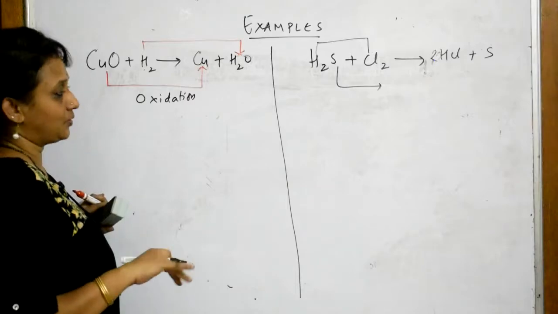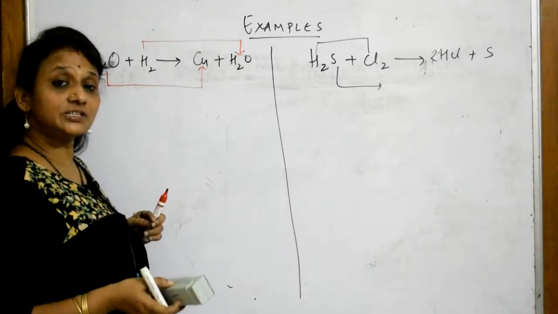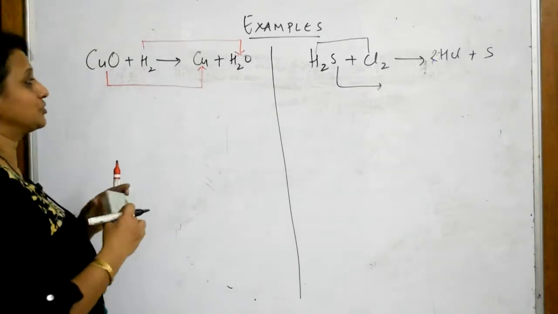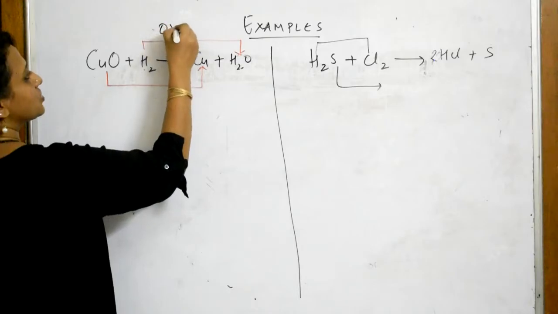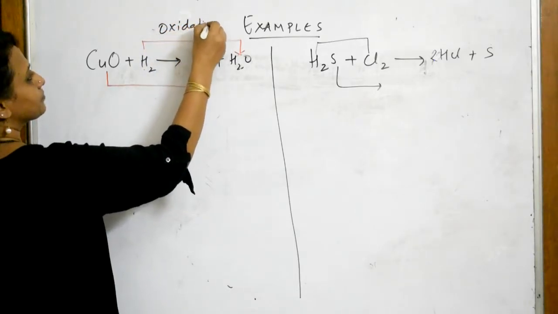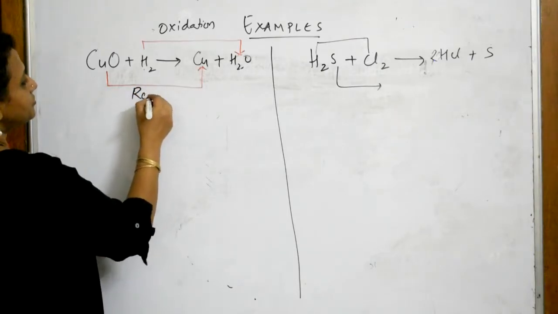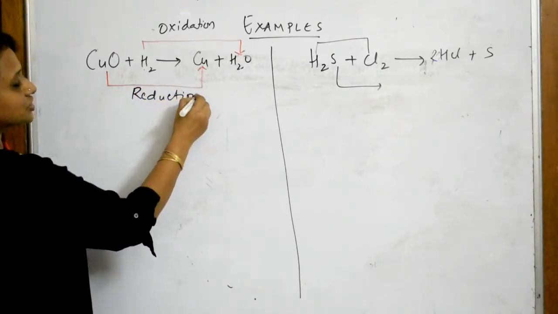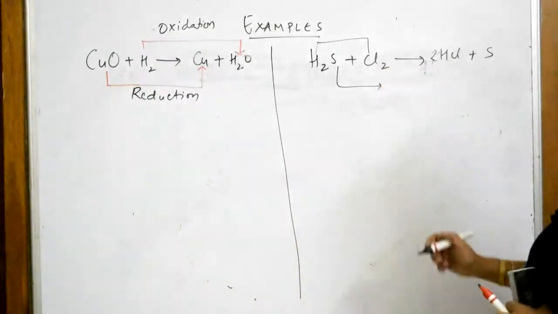Now, ma'am, you wrote wrong? Yes, I wrote wrong. You said oxidation means addition of oxygen. Good students. Addition of oxygen is oxidation. Copper oxide is losing oxygen, and loss of oxygen is reduction. Correct? Simple? Yes. Let's see the next one.